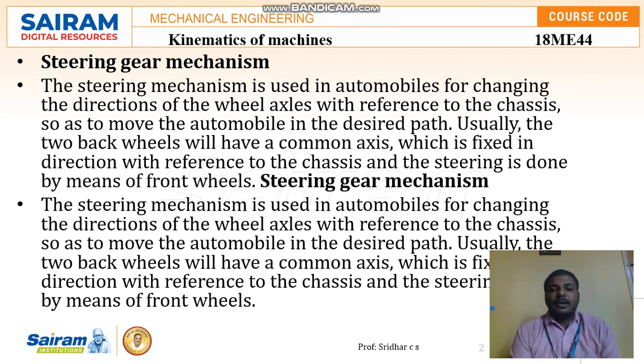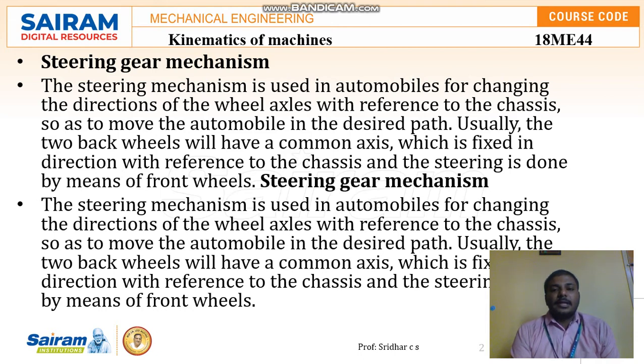Usually two wheels will have a common axis which is fixed in the direction with reference to the chassis. The function of the chassis is that it can hold the axle. Normally for any vehicle, the back wheels will have a common axle. The front two wheels will have separate axles, each connected separately to the chassis. But for the back wheels, the same axle will be there for both the wheels.